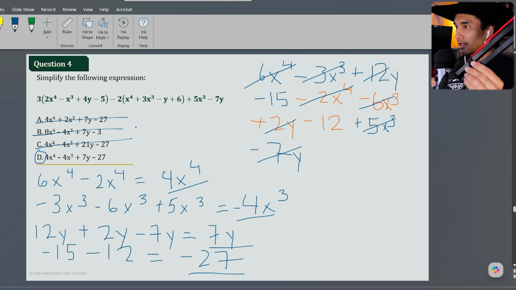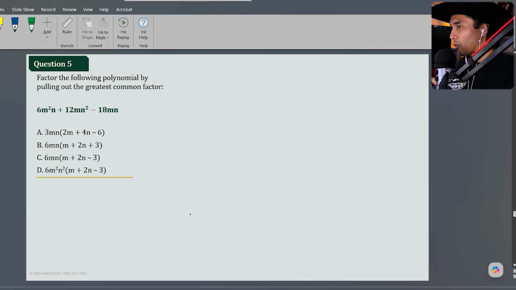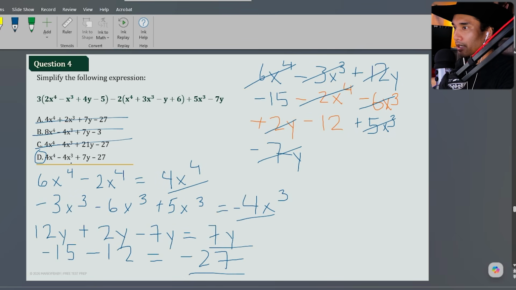Perfect. All right. Question number 5. I added this because this is a perfect bridge for the next video I plan to make. I want you to factor the following polynomial by pulling out the greatest common factor. What could be divided out of each of these terms and give us clean numbers? By clean numbers, I mean whole numbers. Did we go over question number 4? Yes, I did. I circled D.